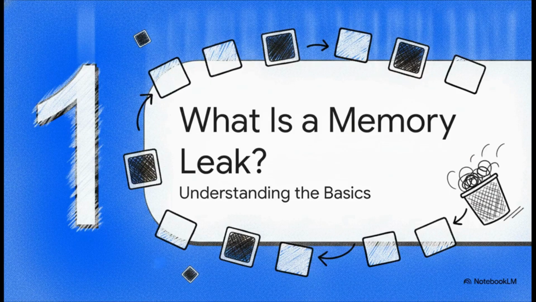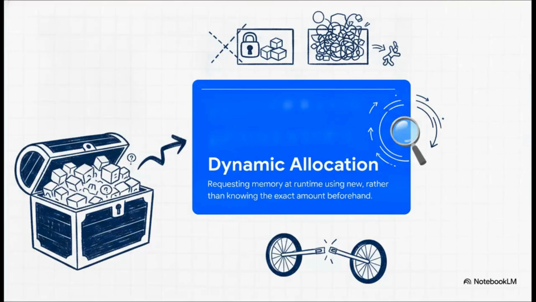Starting with Section 1, what is a memory leak? At its absolute core, a memory leak is all about wasted memory slots in your system. It's about occupying space that you don't actually need anymore, but you're refusing to give it back. To really understand this, we've got to look at dynamic memory allocation. This is when you request memory at runtime specifically by using the new keyword rather than knowing the exact amount beforehand when the program compiles.